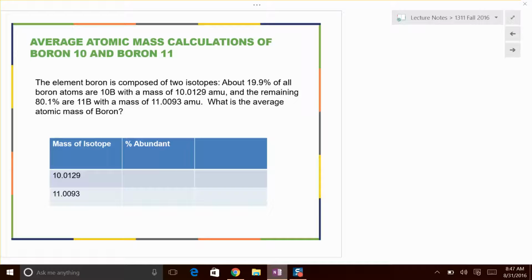What is its percent abundance? So the percent abundance of boron 10 is 19.9%. Okay? So the percent abundance of boron 10 is 19.9. The percent abundance of boron 11 is 80.1.